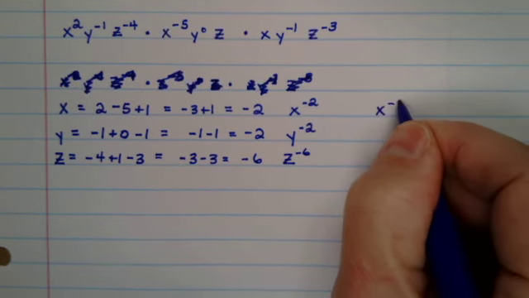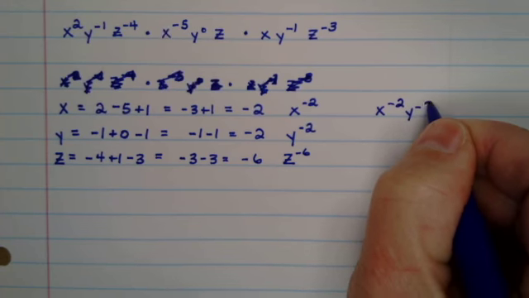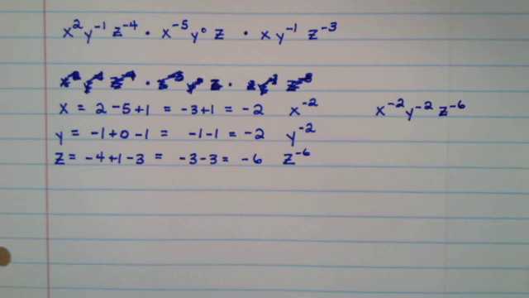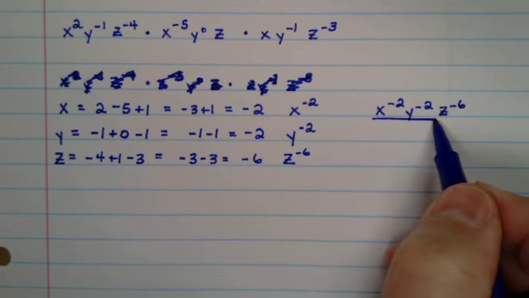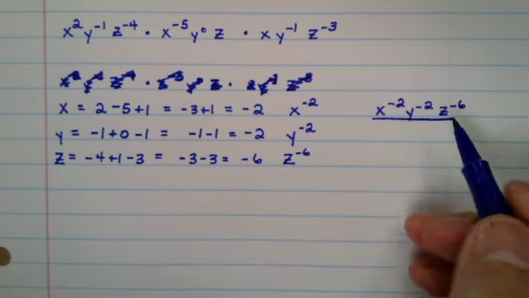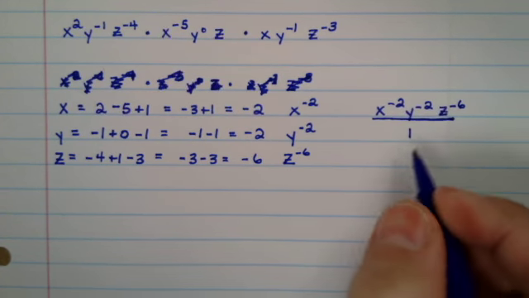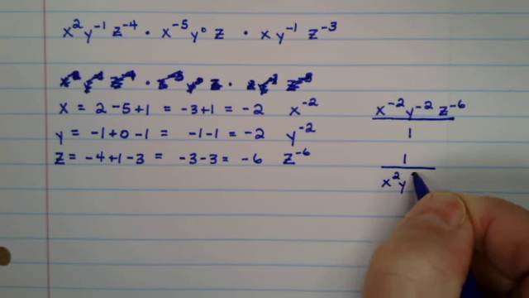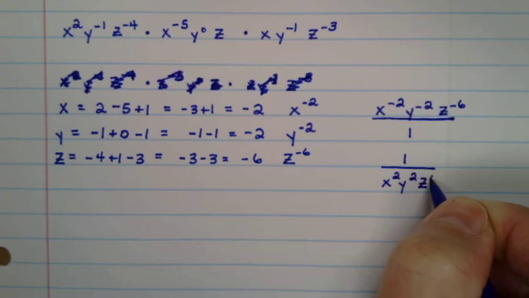So x to the negative second, y to the negative second, and z to the negative 6. All these have negative exponents. I rewrite this as a fraction. When I flip this, the 1 is going to go on the top. It's going to be x to the second, y to the second, z to the 6.